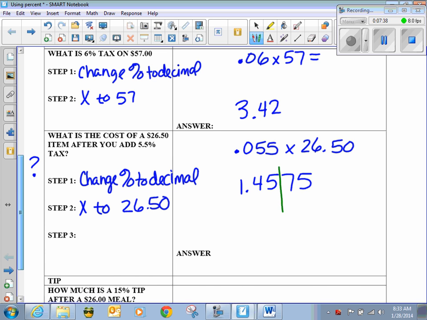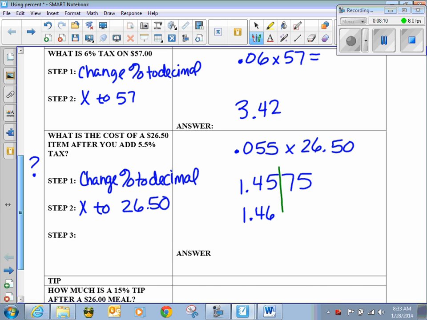Now I need to look at this 7 that's beside my 5. Remember our rules for rounding. If it's 4 and below, the 5 stays the same. If it's 5 and above, the 5 goes up. So does that 7 make the 5 go up, or does it stay the same? It's going to make it go up. So 1.45 gets rounded to 1.46. That 7 made it go up.